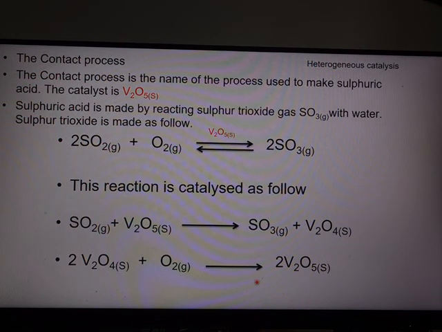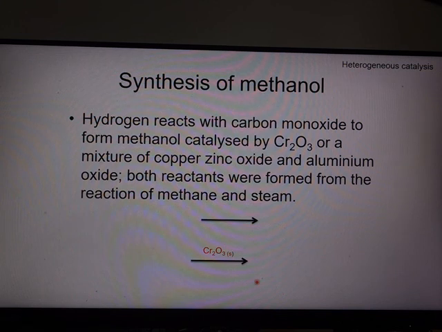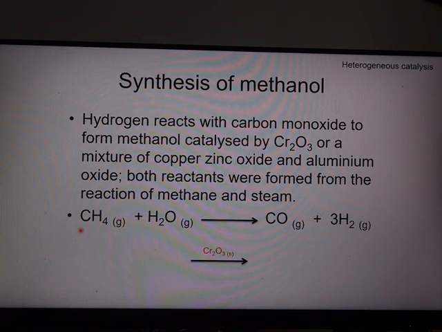Now the third one is the reaction to make methanol. So methane and water, steam in this case, that's the type of reaction that's used to form hydrogen. So in the Haber process, hydrogen is one of the reactants, and that's formed by reacting methane with steam, and you get carbon monoxide and hydrogen. And now hydrogen can be used to make the Haber process, and also hydrogen can be used for hydrogenation.